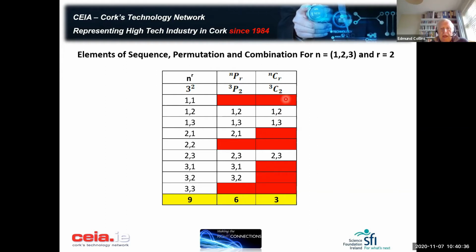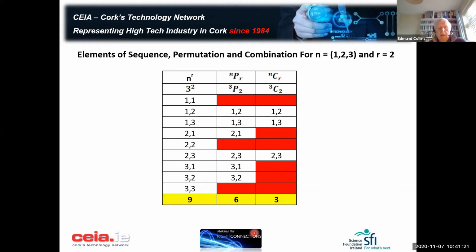And then finally, the nCr, the combination. So we put in n equals 3, r equals 2. Again, 1, 1 won't be allowed. 1, 2 is allowed. 1, 3 is allowed. We don't include 2, 1 because we've already included 1, 2. So remember, the order is not important here. So 1, 2 in the case of a combination is the same as 2, 1. So 1, 3 is an option, and 2, 3 is an option here as well. So the total here is 3.